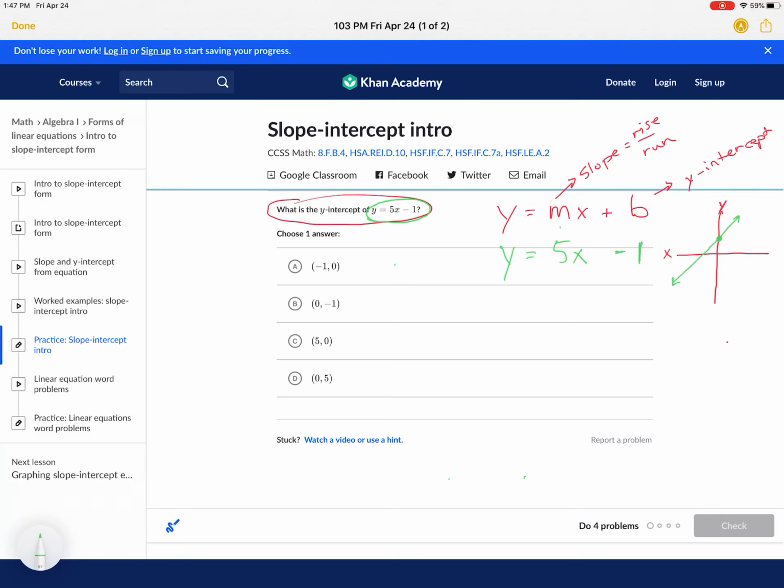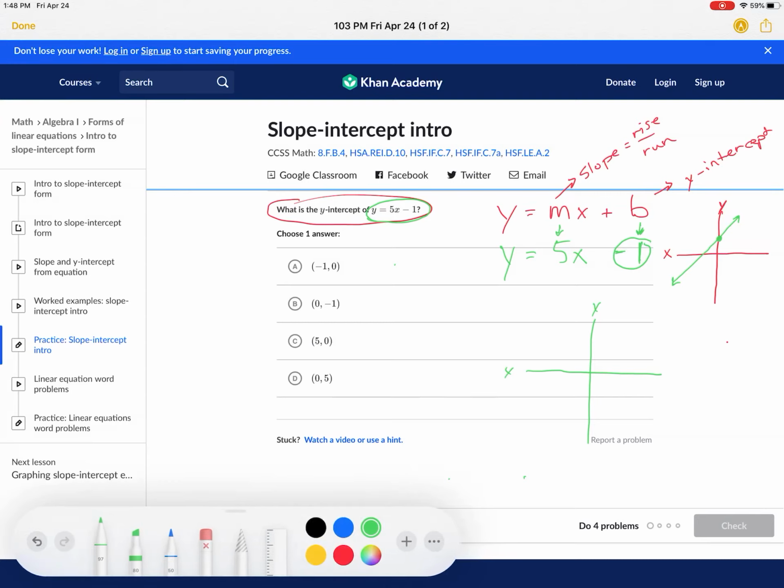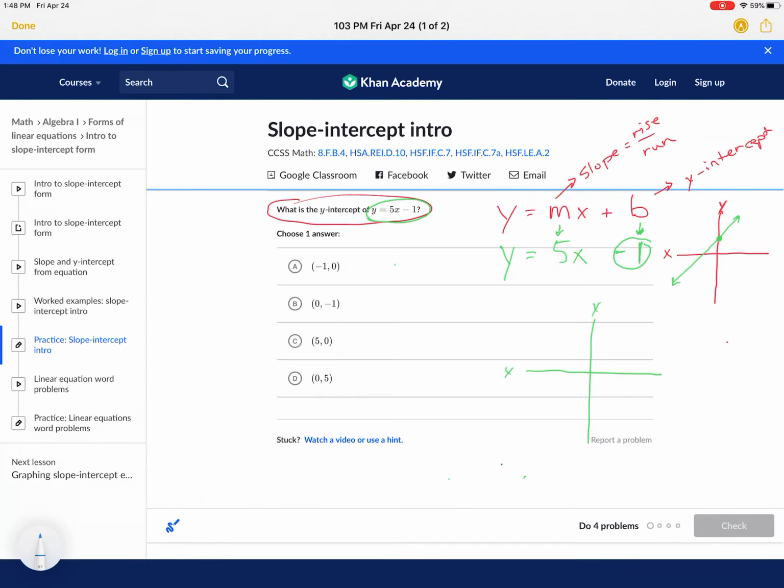So you can see that our slope is 5, and our y-intercept, it looks like it would be 1, but it's actually a negative 1. If we think about where this is going to cross our graph, we've got our x-intercept and our y-intercept. This is going to cross at negative 1. That's where our y-intercept is going to be, and it looks like our slope is 5.